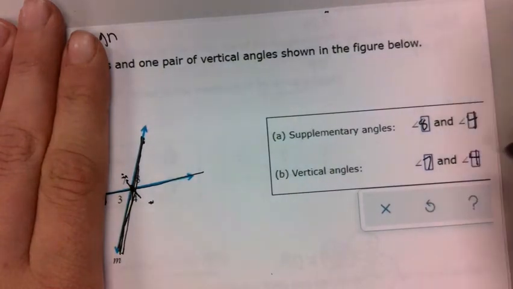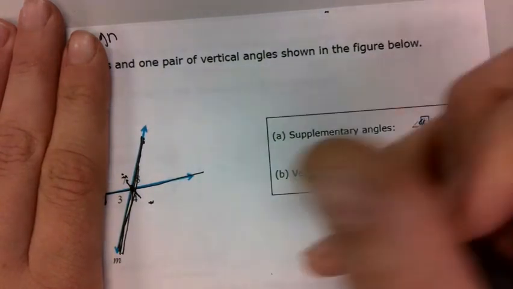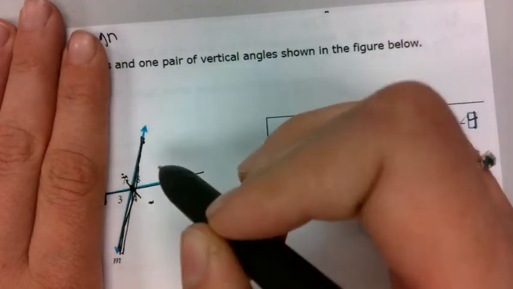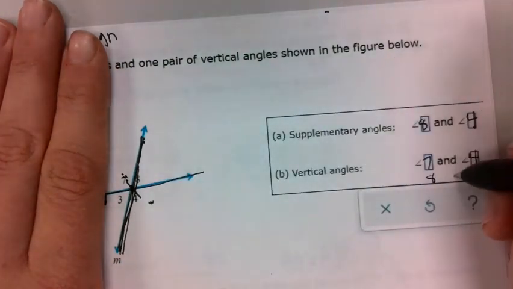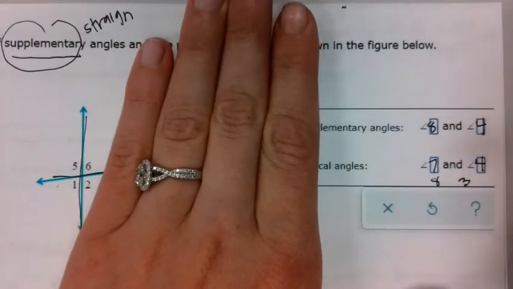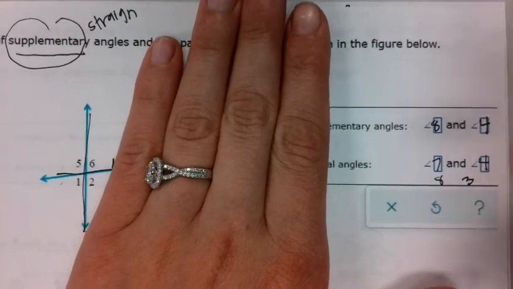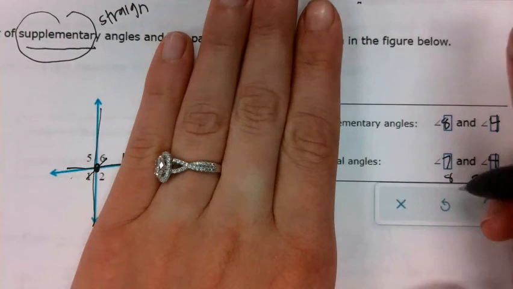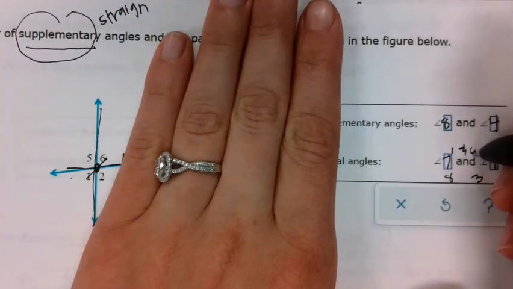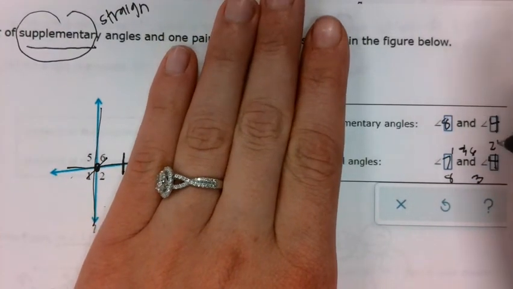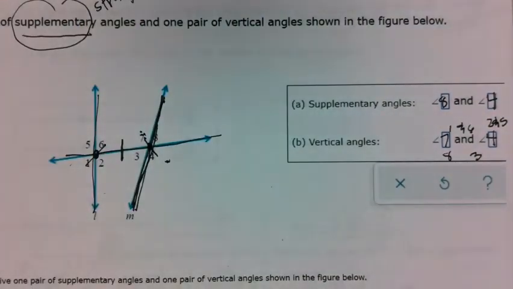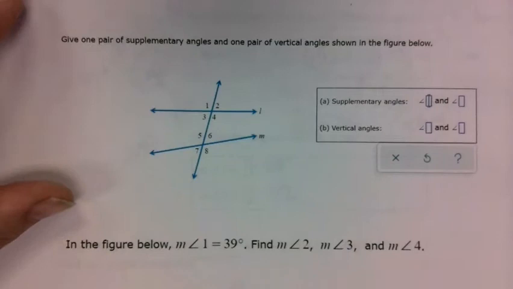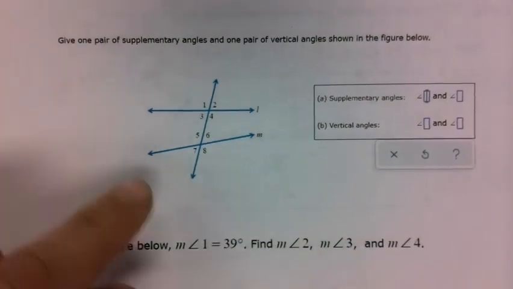So that's one pair. We only have to list one pair, but what would be another pair from this half of the diagram? 8 and 3 would also work. And if I ignored that side and just looked at this side, okay, what just meets at this vertex? 1 and 6 would be another pair. And 2 and 5 would be another pair. So that is vertical angles, and I can do that no matter what diagram I look at.